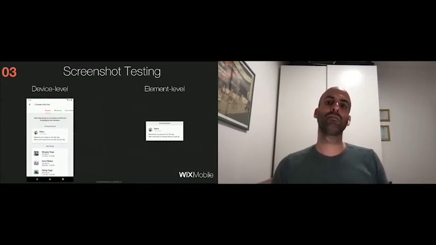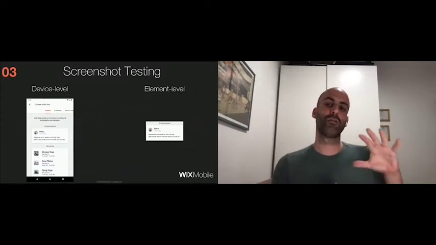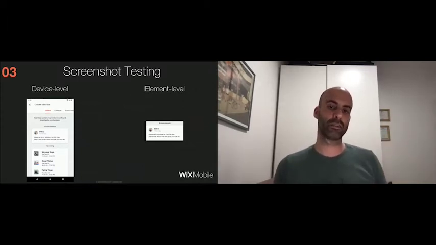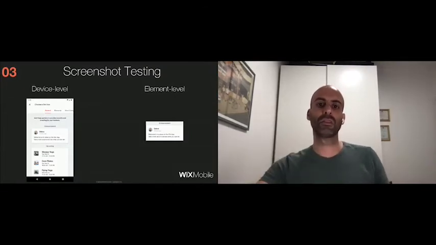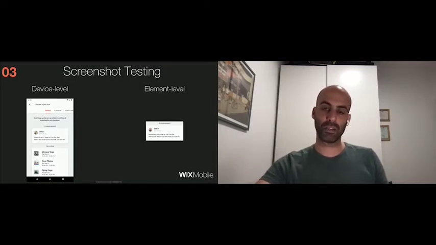Detox doesn't have any sort of screenshot comparison mechanism, but it can take screenshots on demand. So we have both device-level screenshots, which take a screenshot of the whole screen, and element-level screenshots, which take a specific element, like you see on the right, to be compared with an external library. So we use Applitools in order to get smarter comparisons and avoid false positives on slight pixel variations.